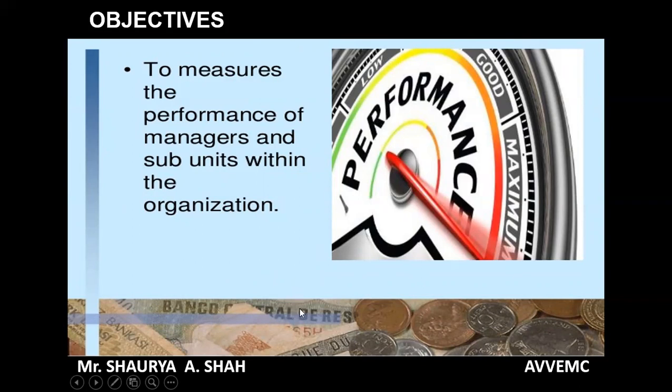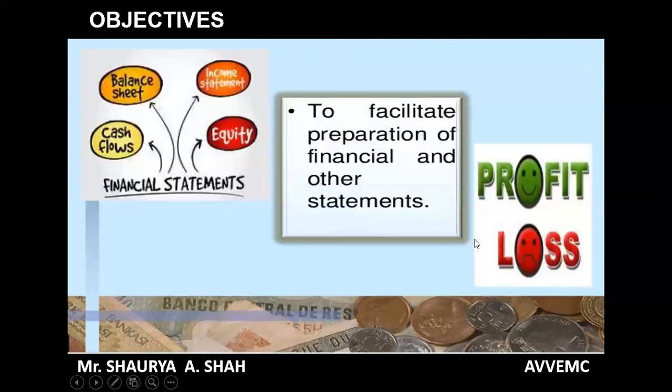So in order to measure the performance of the managers in the business, you need cost accounting. How much managers have performed, how much supervisors have performed, how much workers have performed in the organization, their performance is measured and their wages and salaries are decided accordingly. So for that you need cost accounting. Next is to facilitate the preparation of financial and other statements. Now in order to facilitate the preparation of P&L, trading and balance sheet, you need cost accounting.